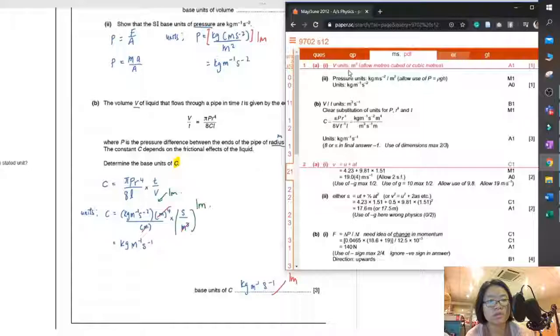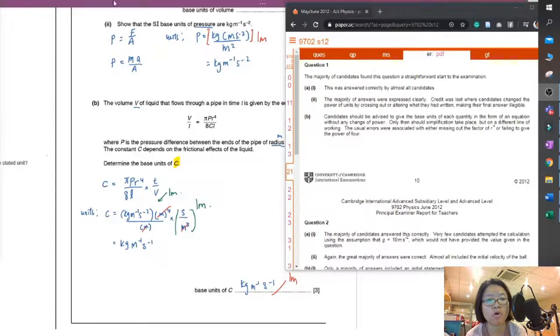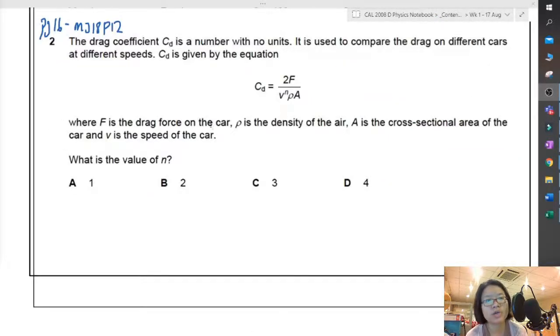Okay, so because of this, you can also click on ER to check the examiner report to learn from other candidates' mistakes, and see what the examiner generally recommends. So like for this one, they say that some candidates forget the power of 4. R to the power of 4 is forgotten. So sad. Okay, let's look at another question.